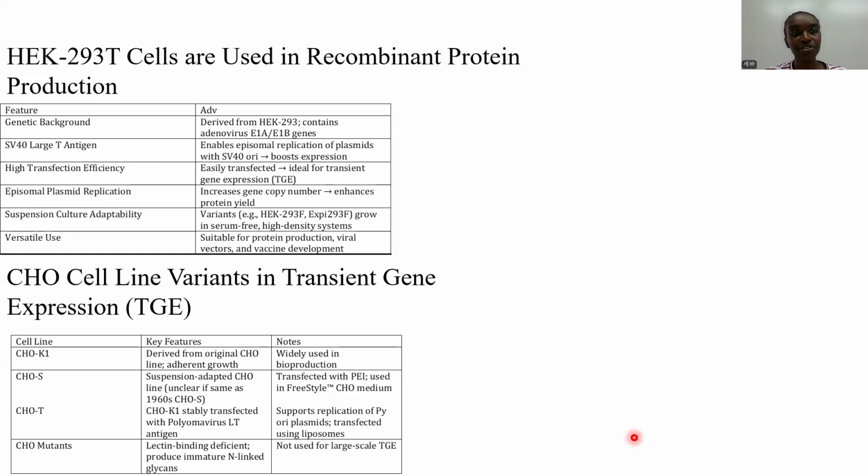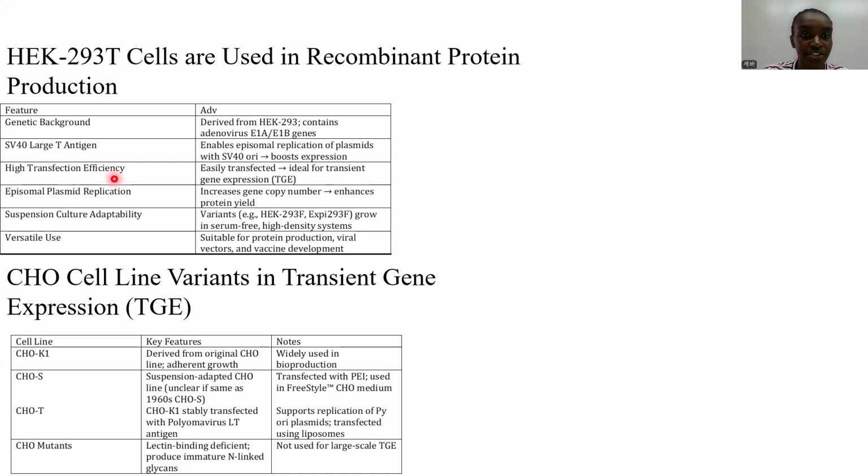So as I've mentioned before, these two cell lines are the most commonly preferred in terms of production of recombinant proteins because they have various advantages. And if you focus on 293T human embryonic kidney cells, in terms of their genetic background, they have this gene which ensures transcription occurs optimally, hence conferring the advantage of being used in the recombinant protein production system. Additionally, the simian virus 40 large T antigen enables episomal replication of plasmid to boost mRNA expression, hence the preference for this type of production of recombinant protein.